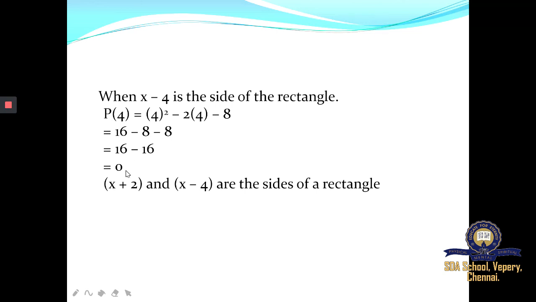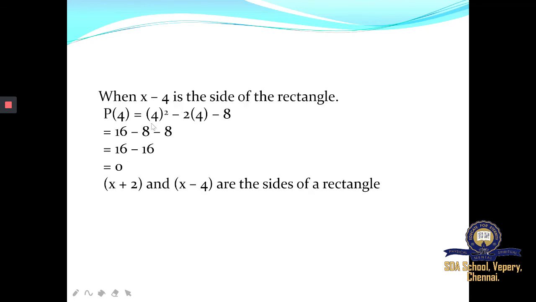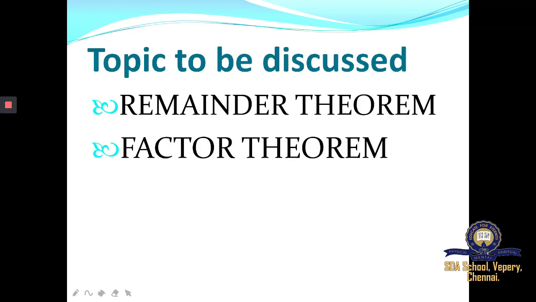Got it, students? Now, let's do a quick recap of whatever we studied in today's class. So, we studied about remainder theorem as well as factor theorem. So, what is remainder theorem? If a polynomial p of x of degree greater than or equal to 1 is divided by a linear polynomial x minus a, then the remainder is p of a, where a is any real number.